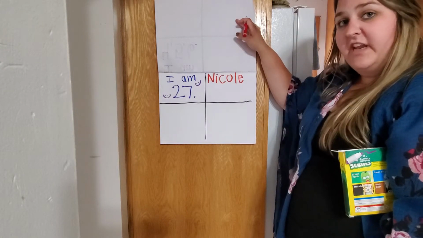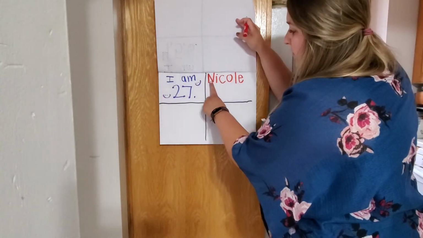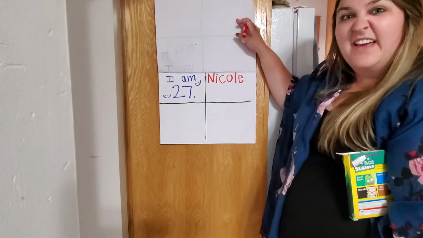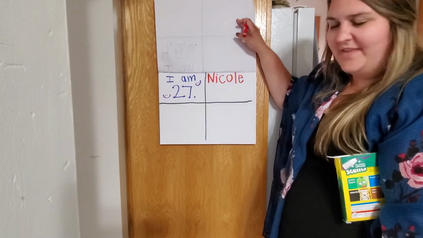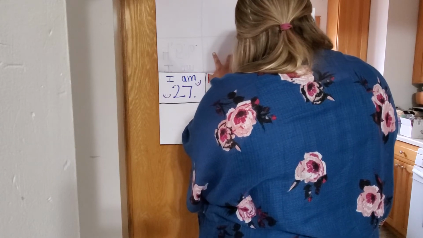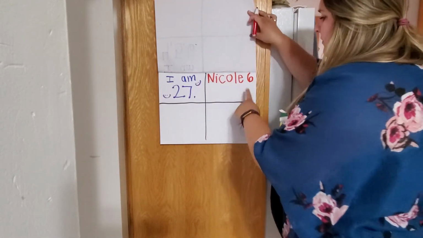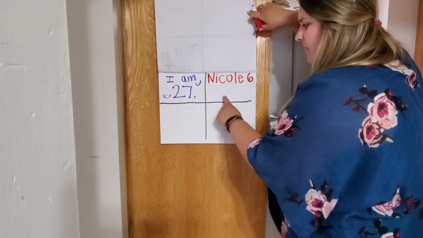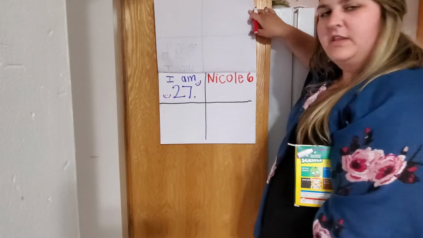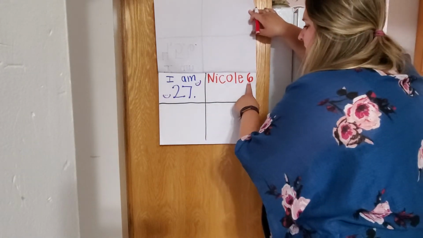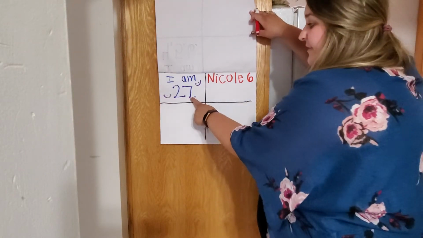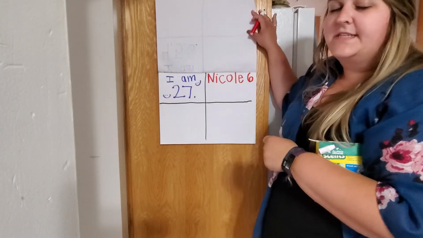So after you write your name in your box, then you can count the letters. 1, 2, 3, 4, 5, 6. I have 6 letters in my name. I'm going to write my 6 right next to the word Nicole because I have room to write my 6. If you don't have room right there, you can put it down below your name in your box. I'm going to leave a little bit of space just for one more thing that we're going to do. After you write the number that tells the letters in your name, you can decorate your number just like yesterday. Maybe put some designs in the box if you want.